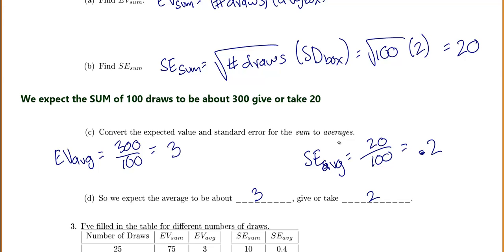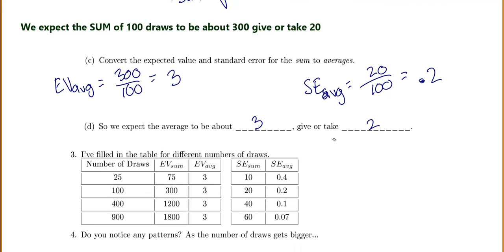So we've done that for 2 different numbers of draws, for 25 draws or 100 draws. So I filled in this table for the different number of draws. And we're going to see if we notice any patterns. So we have 25 draws, 100, 400, 900. Then I have the expected value for the sum, expected value for the average, and then standard error for the sum and standard error for the average.